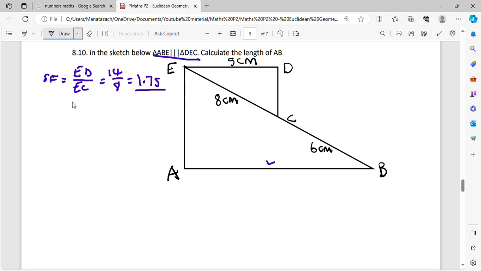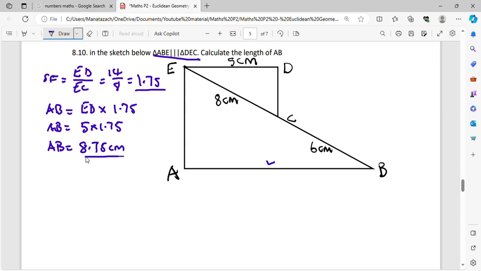Okay, so now it's going to be easy to calculate length AB. Since it's the bigger triangle, we're going to multiply length ED, using proportionality, times the scale factor. So AB is equal to ED, which is 5 centimeters, times 1.75. So AB is 8.75 centimeters.